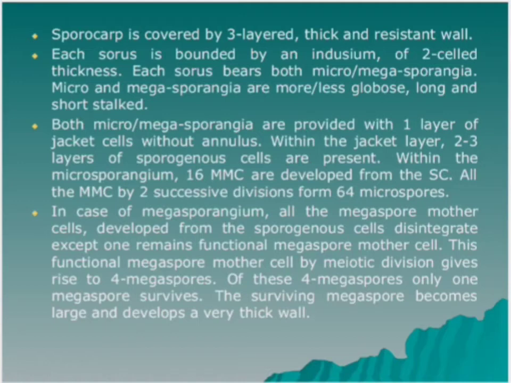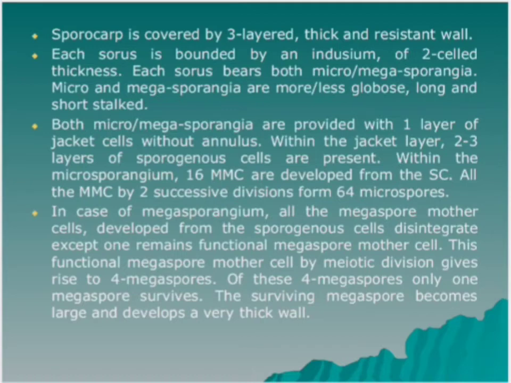Micro and megasporangia are more or less globose, long and short stalked respectively. Both micro and megasporangia are provided with a single layer of jacket cells without an annulus. Within the jacket layer, 2 to 3 layers of sporogenous cells are present.